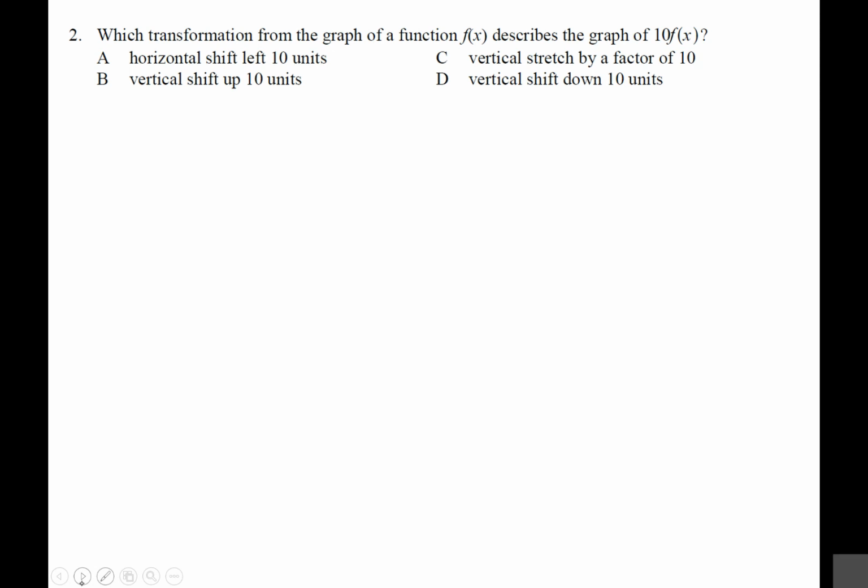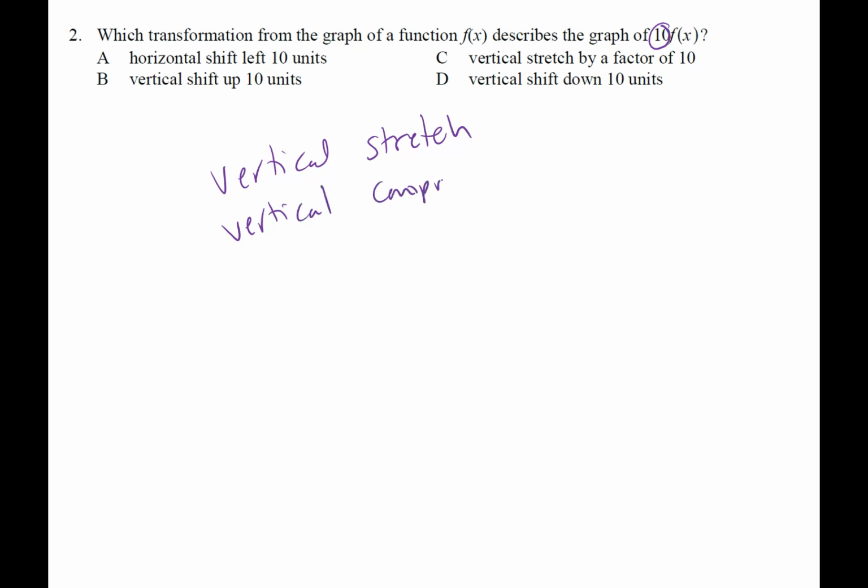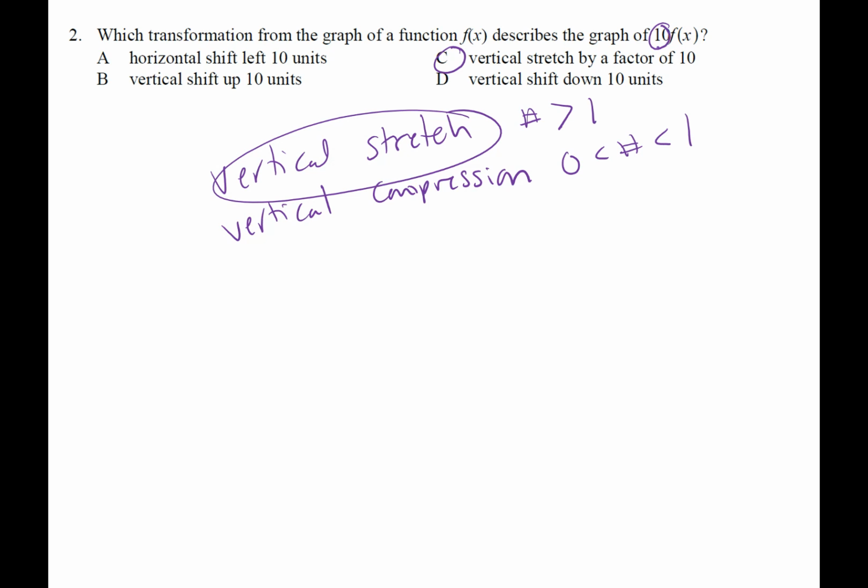Which transformation from the graph of the function f describes the graph of 10f of x? So when we have a number in front, we're either talking about a vertical stretch or a vertical compression. And you don't need to worry about horizontal for the final. A vertical stretch is a number that is greater than 1, and a vertical compression is a number that is between 0 and 1. Because we're talking absolute value, because a negative does a reflection. This number is bigger than 1, so it's got to be a vertical stretch, and it would be a vertical stretch by the factor of 10.